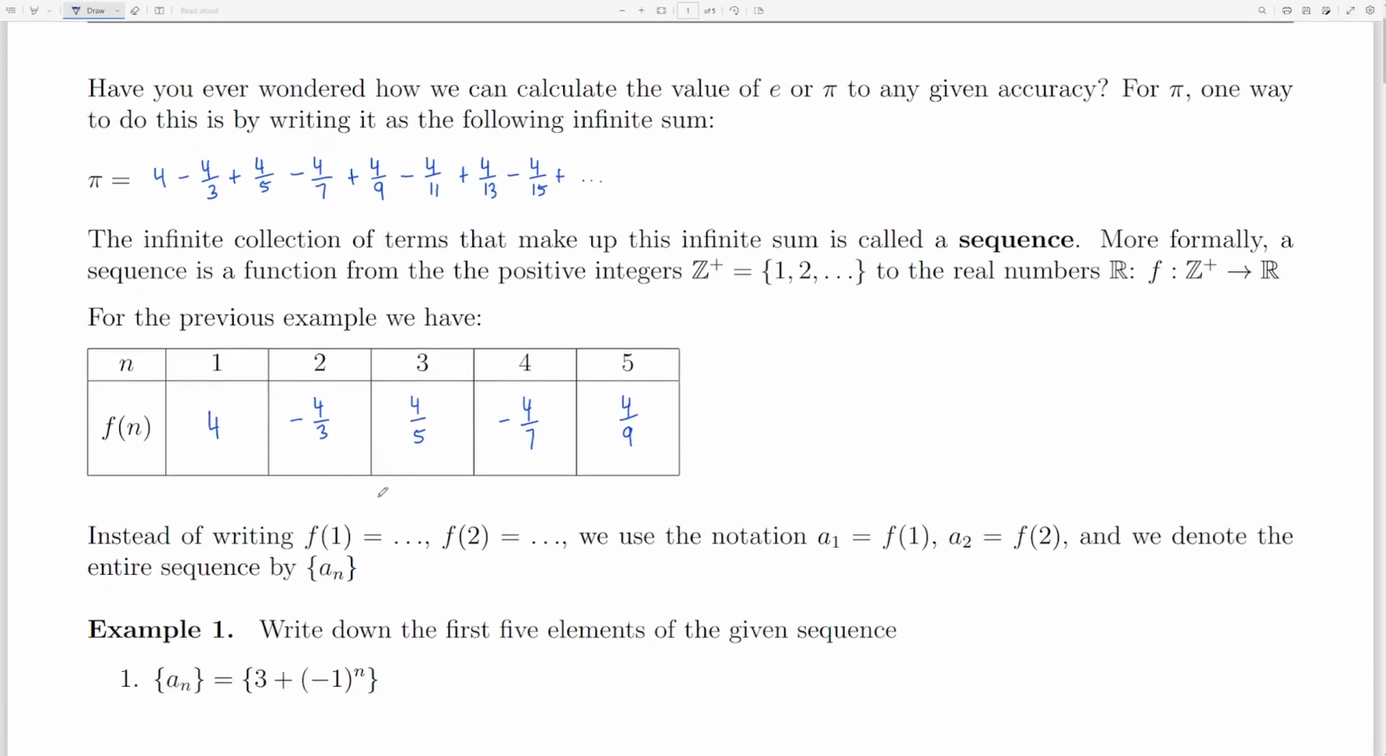Now, instead of writing out f of 1 equals 4, f of 2 equals negative 4 over 3, we use the notation a sub 1 stands for f of 1, a sub 2 stands for f of 2, and we can denote the entire sequence by a sub n with curly braces around it. We can also write it out as follows: a sub 1, a sub 2, a sub 3, and so on. We just continue that infinitely long. Now note that the order is important for sequences.